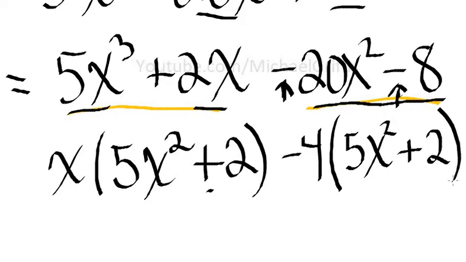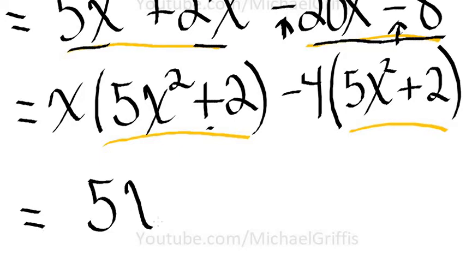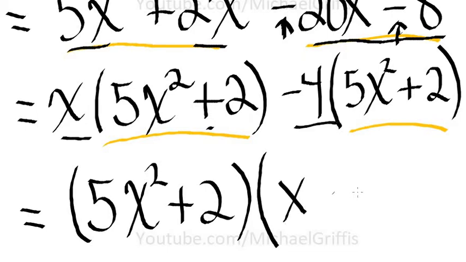All right, look at that. So as you can see now, we have a 5x squared plus 2 and a 5x squared plus 2. So we'll be able to factor that 5x squared plus 2 out. All right, let's do that. Now when we factor that out, what are we left with? An x and minus 4. Minus 4.